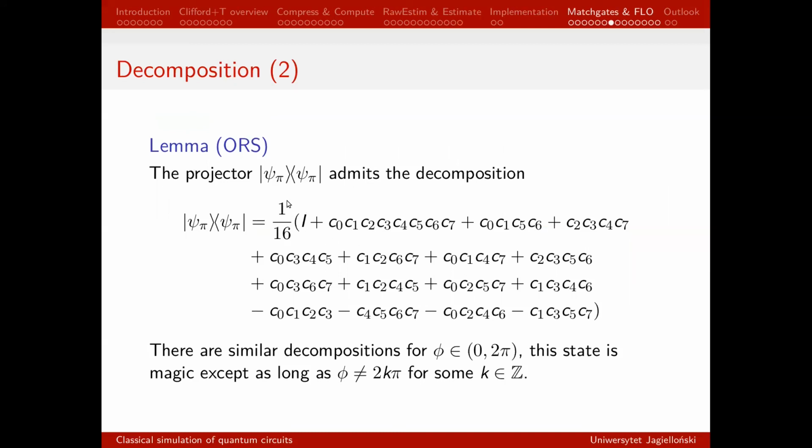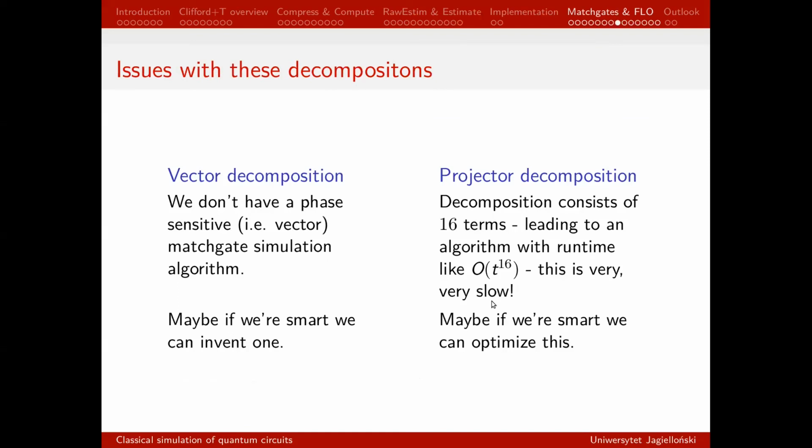So instead of decomposing the magic state, we decompose the projector onto the magic state. You can do it in terms of the C operators I gave before. And there are problems with both of the two decompositions I just gave. The problem with the vector decomposition, the first one, is that if you want to add up the results of applying your circuits to two different fermionic guys, you have to have an algorithm that can simulate them in a phase-sensitive way, because the phase between the two obviously changes the output a lot. And no one has a phase-sensitive Matchgate simulation algorithm yet. We have non-phase-sensitive ones, but we don't have a phase-sensitive one.